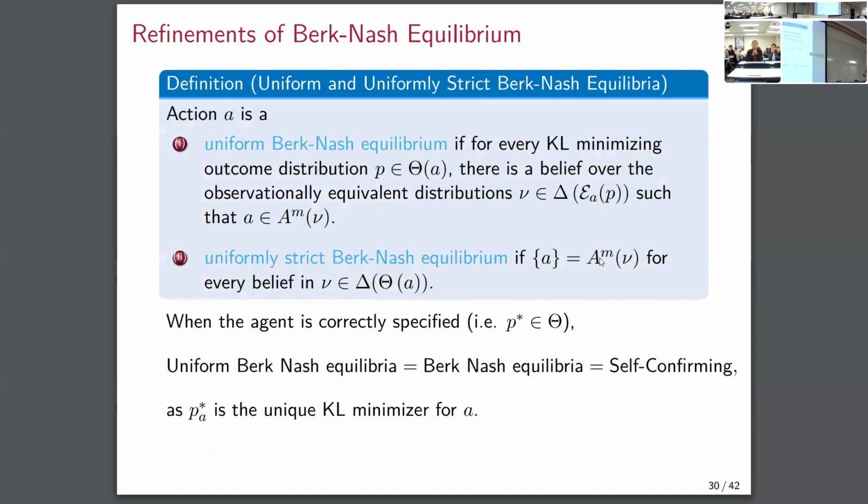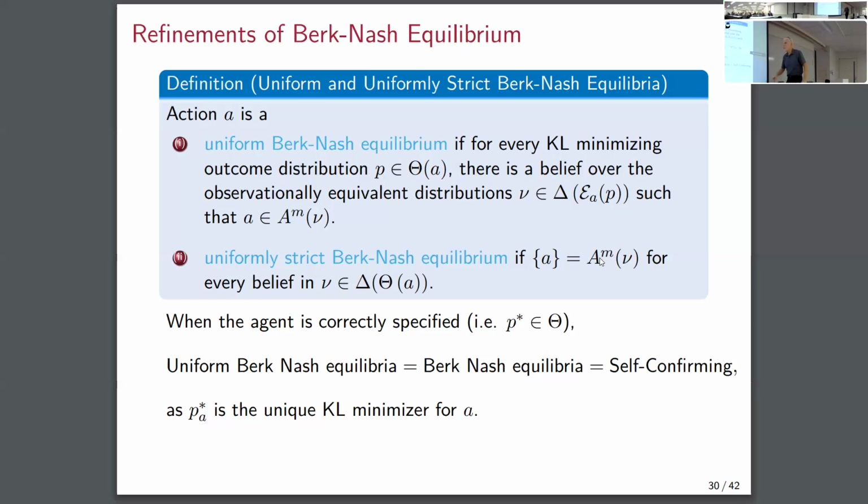Okay, let me define formally those things I mentioned before. Action A is a uniform Berk-Nash equilibrium if for every KL minimizing P in theta of A, there's some belief over observationally equivalent distributions, nu in distribution over epsilon A of P, such that A is optimal. So we aren't saying the action is optimal given a minimizer, it's optimal given something that's observationally equivalent. It's a uniformly strict equilibrium if the singleton action A is the unique myopic best reply to belief nu, for any belief nu over KL minimizers. So if you believe any KL minimizer, you have only one myopically optimal thing to do. Nothing's dynamically optimal, nothing to do with the policy, just definition.